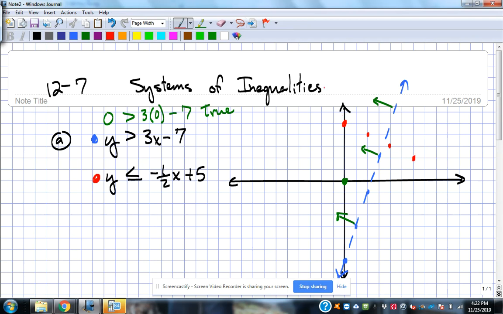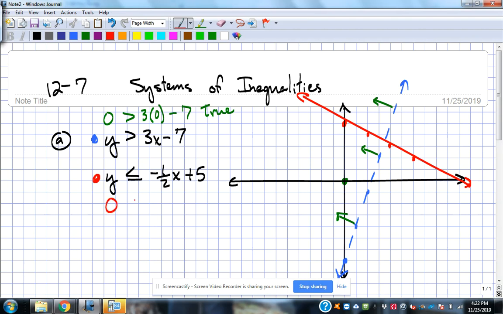And it has an equal to mark, so what's that mean about its line? It's not dotted, it's solid line. So it looks something like that. And then I want to check a test point to see which direction to shade here.